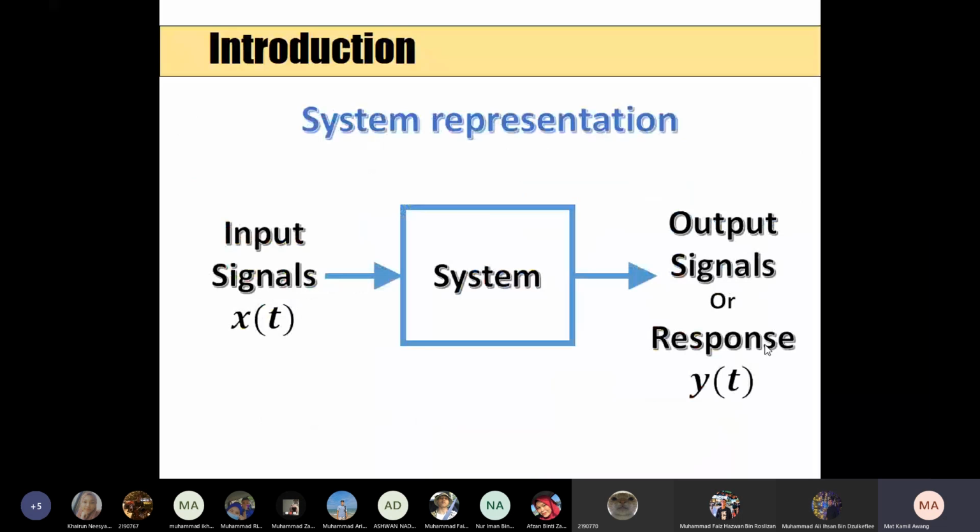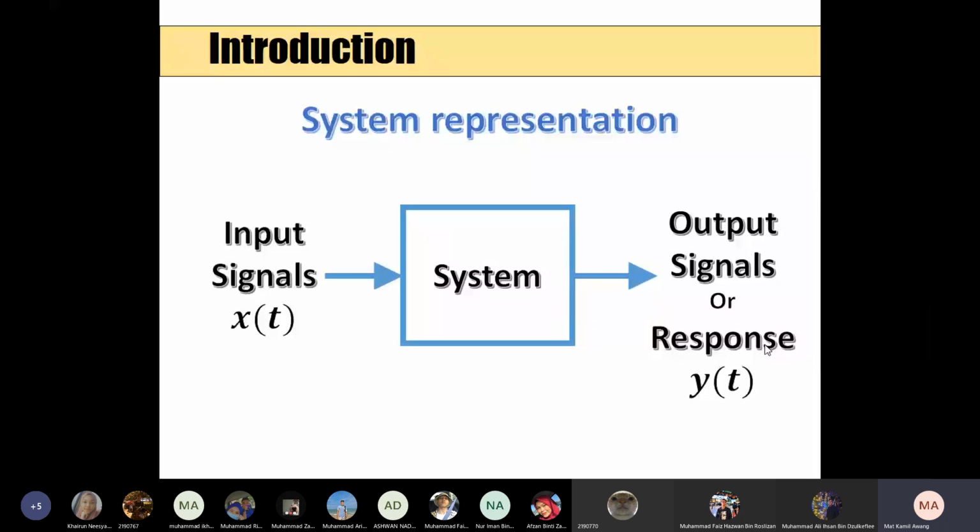So this is a systems representation. You have the input signals, x of t, which is a function of t. The input signal can be many inputs or a single input. Then you have a system, a black box, and you have the output signal, which can be a single output or multiple outputs. We call it the response y of t.